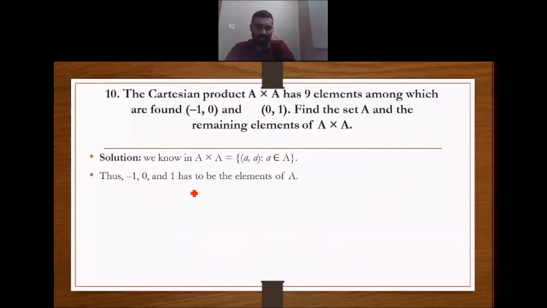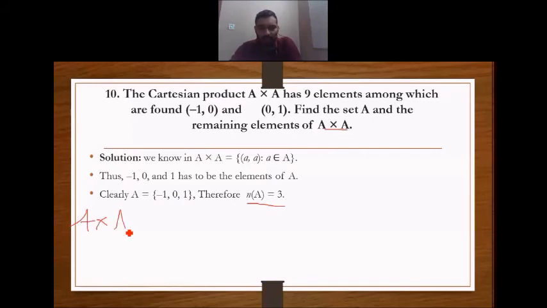So these are the elements. The number of elements in A is 3. Now, which are the elements in A cross A? So find A cross A. It is the Cartesian product of {-1, 0, 1} with {-1, 0, 1}.